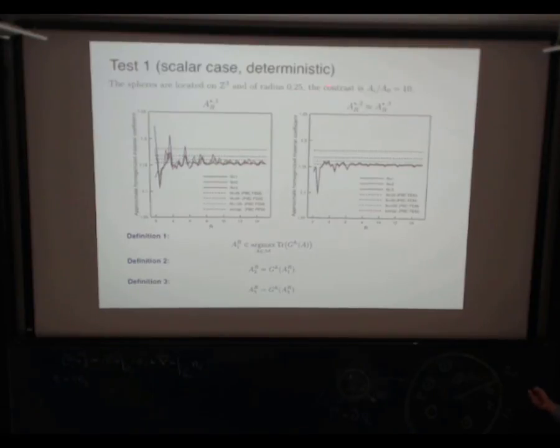So this is a deterministic scalar case. We put the spheres on Z^3, and each of them has a radius of 0.25. The contrast is 10. This is for the first definition, and these are definitions 2 and 3, which I repeated here for the sake of simplicity. We did a reference benchmark with a finite element computation, since this is a periodic case.